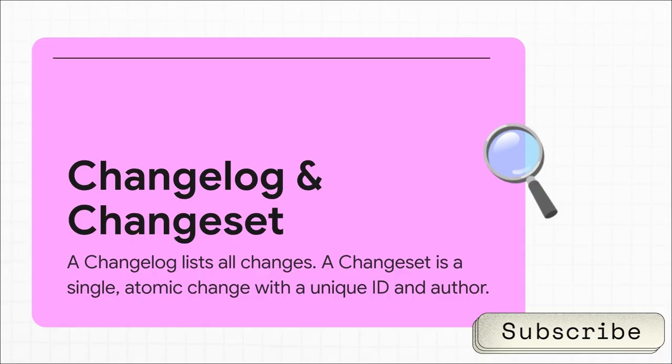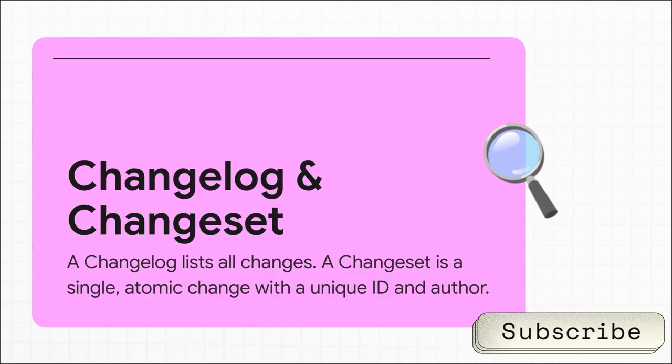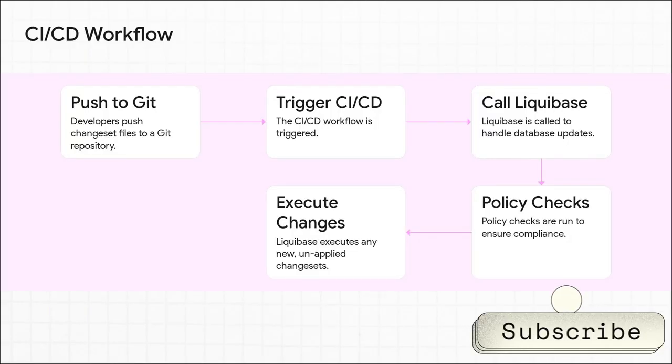First, you've got the changelog. Think of this like the master recipe book. It lists every single change you're ever going to make to the database, in the right order. And each step in that recipe is a change set. A change set is just one single, atomic change, like create this table or add this column. It's like a single commit in Git, and it has a unique ID and an author, so you always know where it came from.